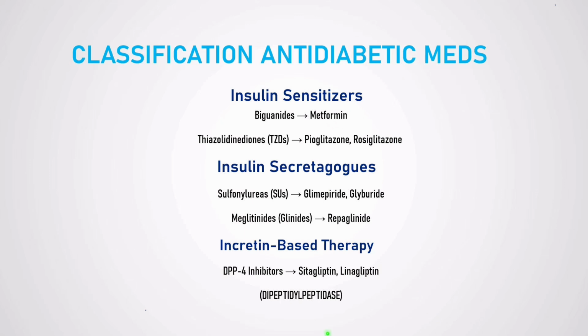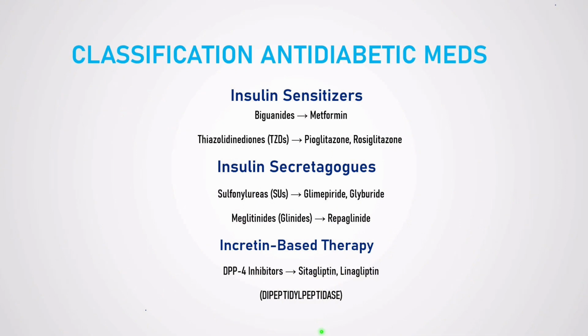Next one is thiazolidinediones. It's pioglitazone or rosiglitazone. So how do you remember this? This one has zone as a suffix, and glitazone is the group: pioglitazone, rosiglitazone. Since zone as a suffix, there are no other names with that, so you can remember it like that.